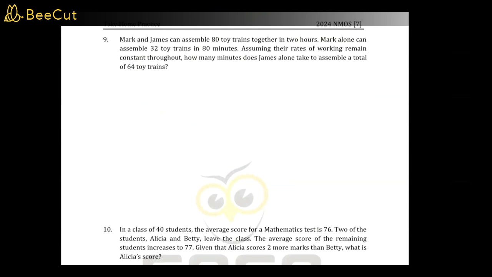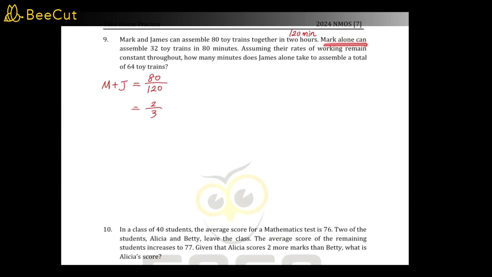Now, in question 9, Mark and James can assemble 80 toy trains together in 2 hours. 2 hours is 120 minutes. So we can work out the rate. M plus J is 80 over 120. Simplify it. So every minute they can finish 2/3 of a toy.